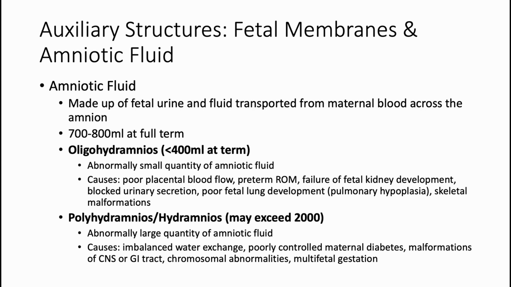Things that can cause less amniotic fluid are poor placental blood flow and preterm rupture of membranes, right? If the membranes rupture, obviously there's going to be too little fluid in there. A big one is failure of the development of the kidneys in the baby. We said that most of the fluid is urine, so if there's something wrong with the baby's kidneys and it can't produce urine, we're going to see oligohydramnios. That makes sense.